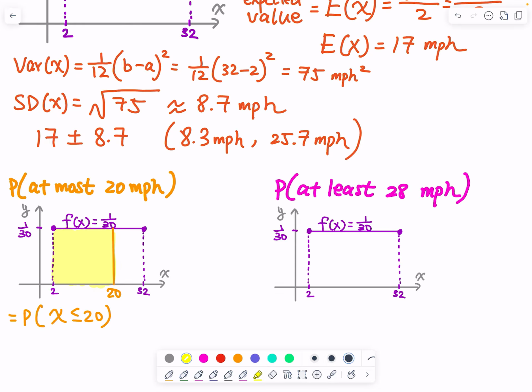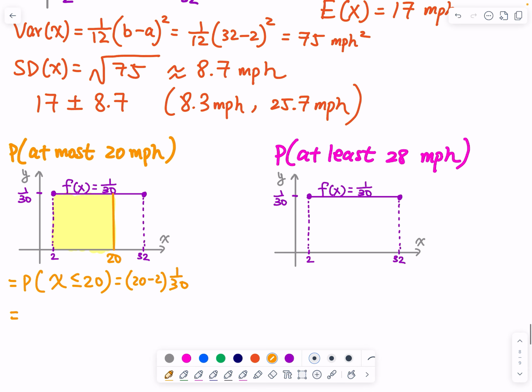Then what is this area? The area is base times height. The base is 20 minus 2, and the height is 1 over 30. And then you have 18 over 30. 18 over 30 is 3 over 5, which is equal to 0.60 or 60%, depending on which one the question is looking for.